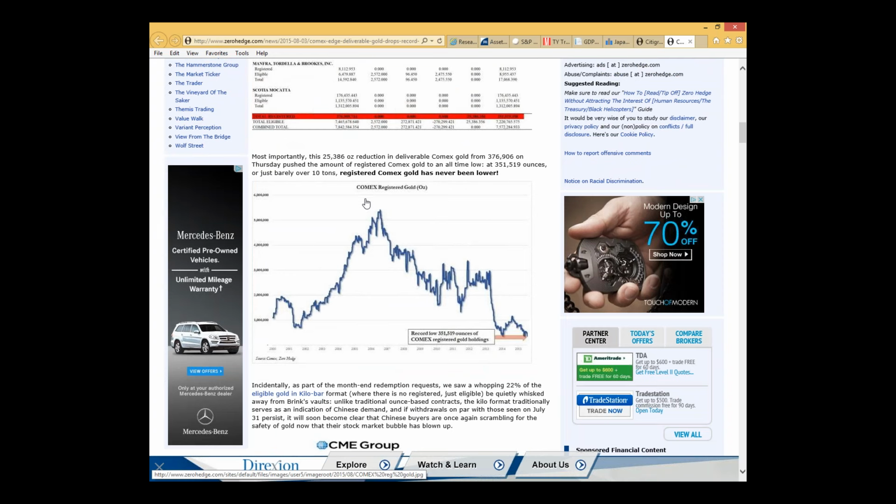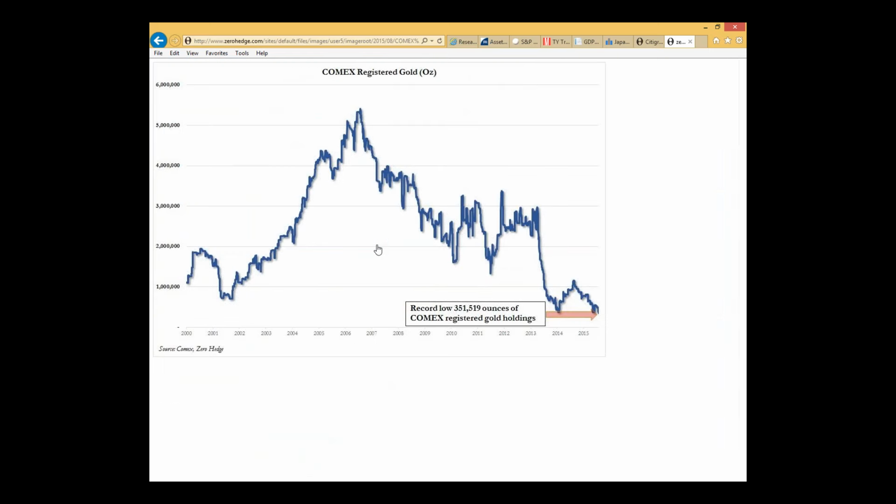And here, this graph shows COMEX registered gold. So back in 2006, there were over 5 million ounces of gold in the registered category at COMEX. The registered category is available for delivery on the open contracts. Now we're currently down to 351,000. So it went from over 5 million now down to 351,000 at the COMEX.